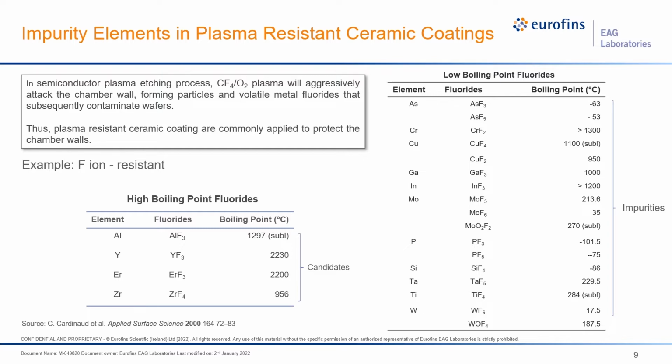On the other side, elements forming low-boiling-point compounds, like arsenic, chrome, and other transition metals, need to be very carefully controlled so that you have a clean, contamination-free manufacturing process. In that sense, you do need a full survey capability to check all the impurities, not just those listed here, so that the coating has the necessary quality for semiconductor applications.